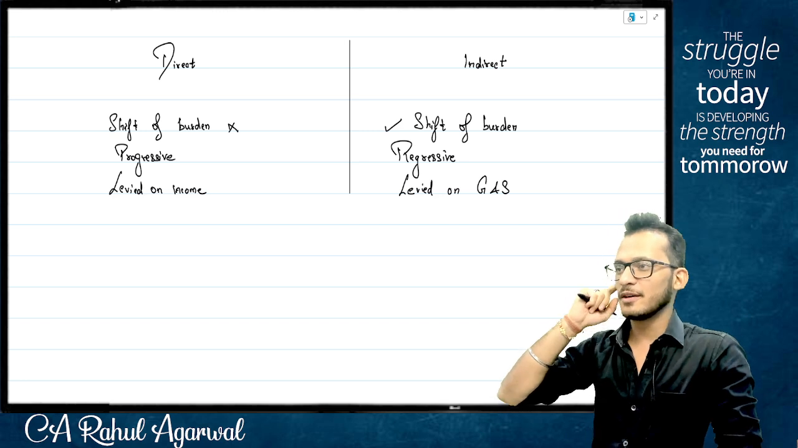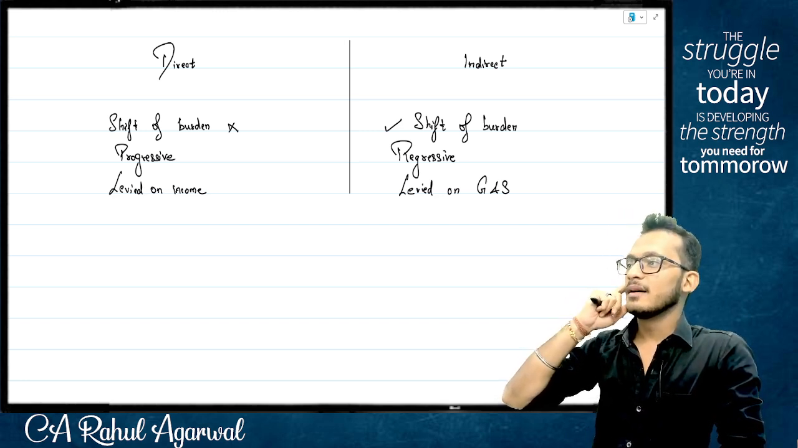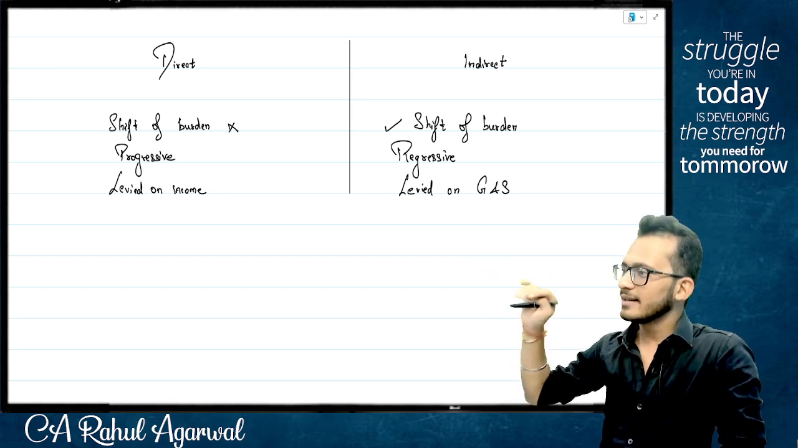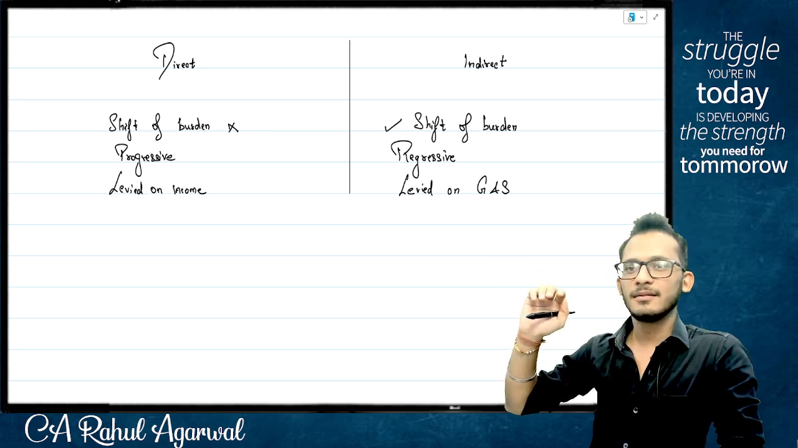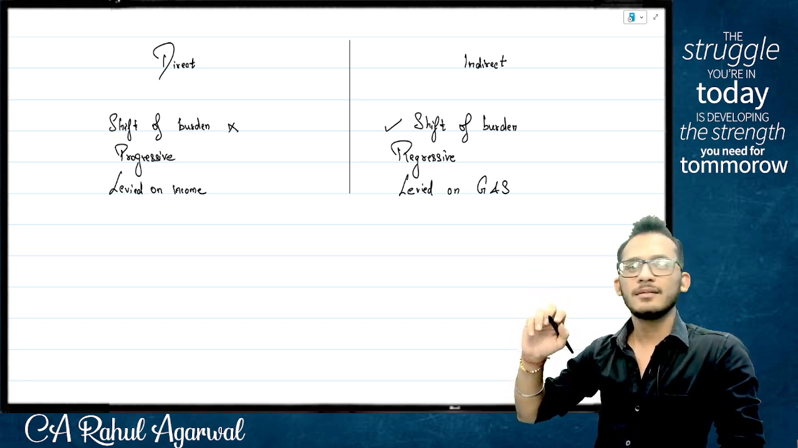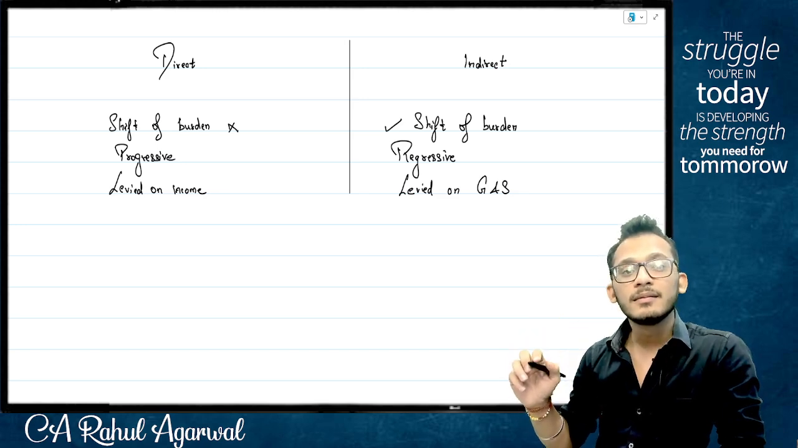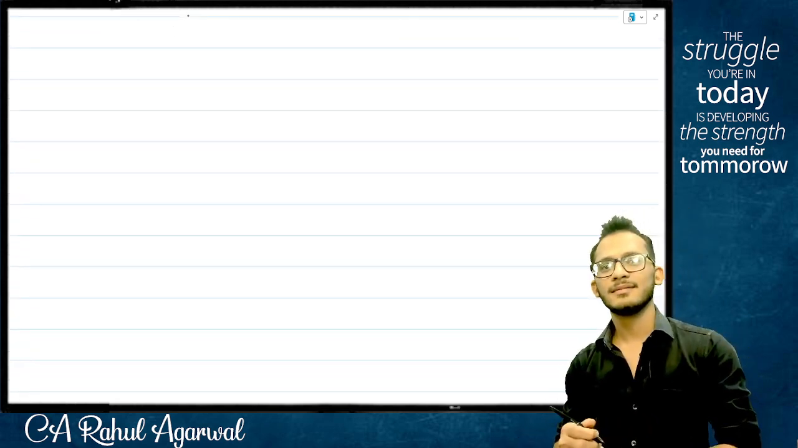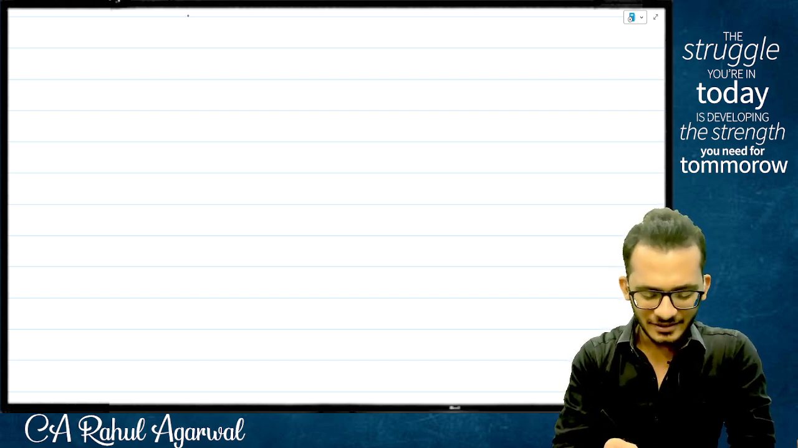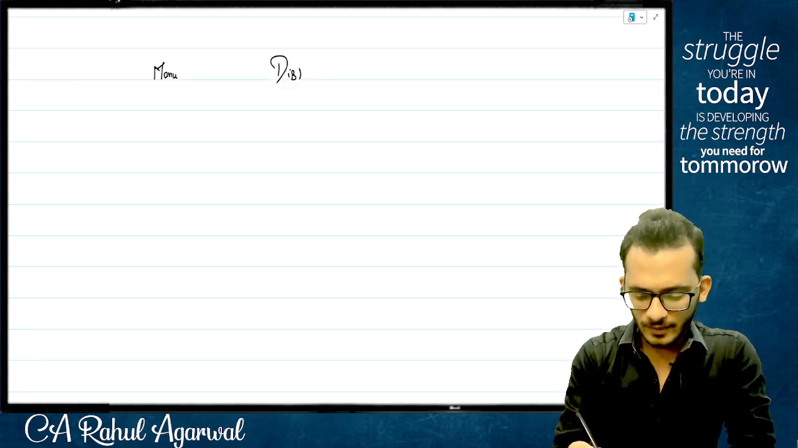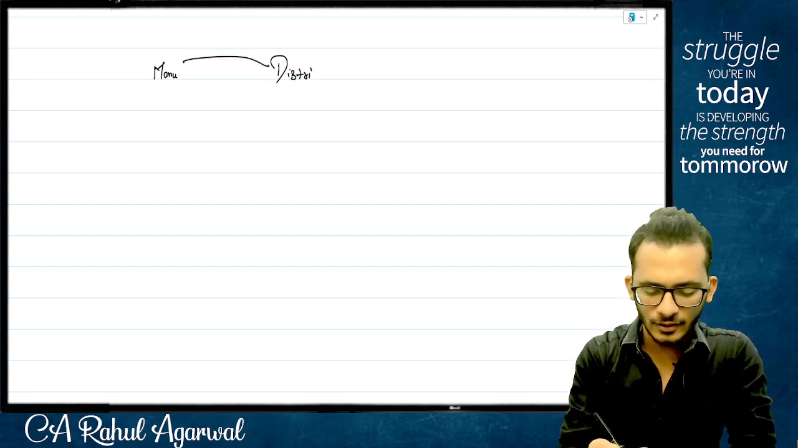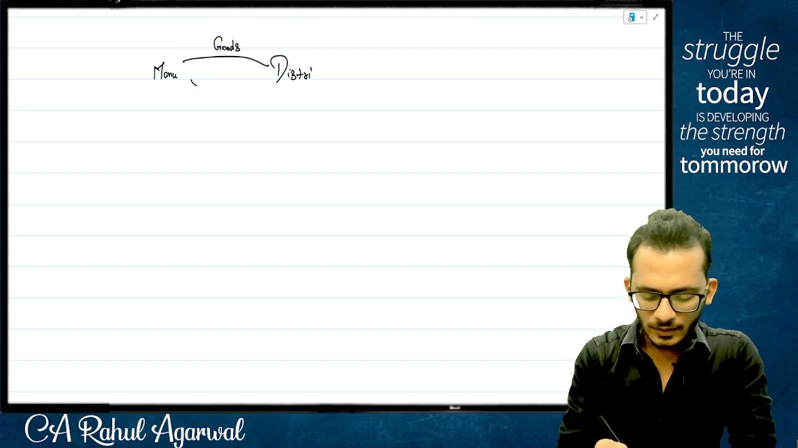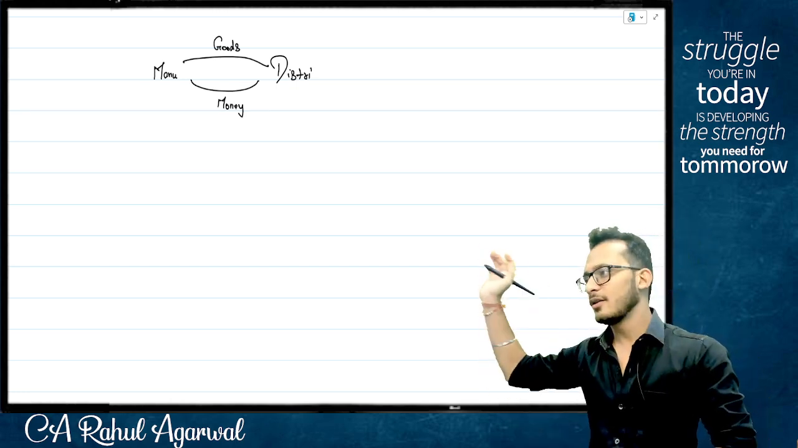How do you define what is shift of burden? What does it mean? You should pay your tax, someone else cannot pay it, but indirect tax someone else can pay it. Incurred by someone, paid by someone. Give me an example. So imagine there is a manufacturer and there is a distributor. Manufacturer is selling goods. Distributor is going to give money. How will you shift burden? Indirect taxes, how do you shift burden?